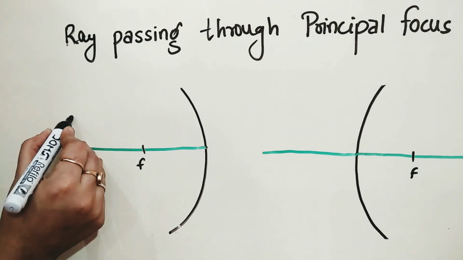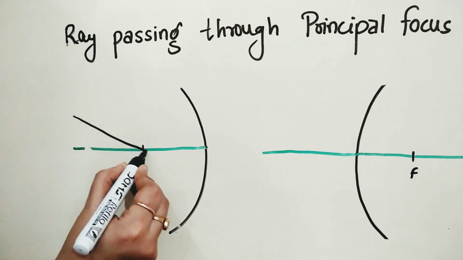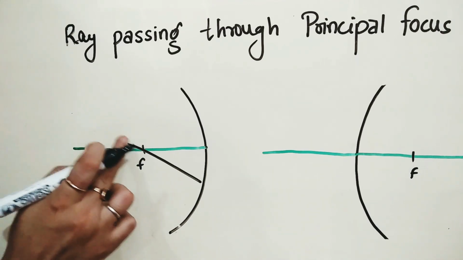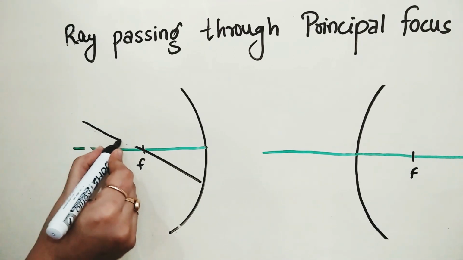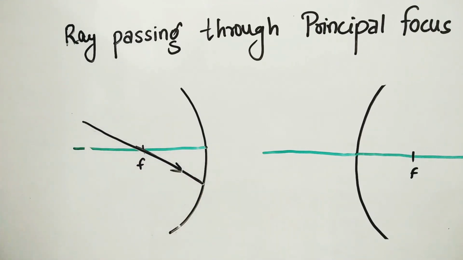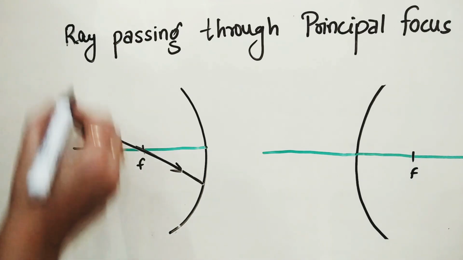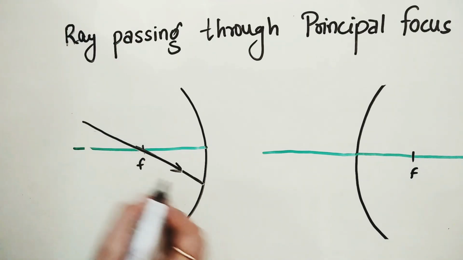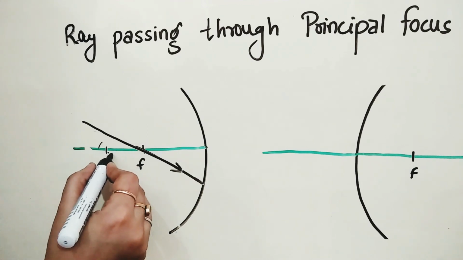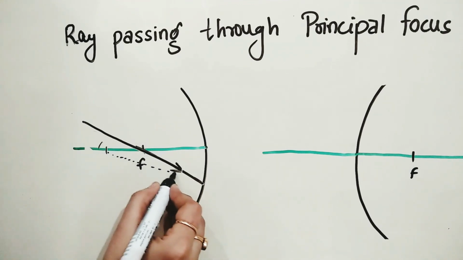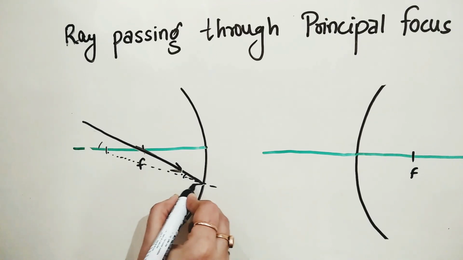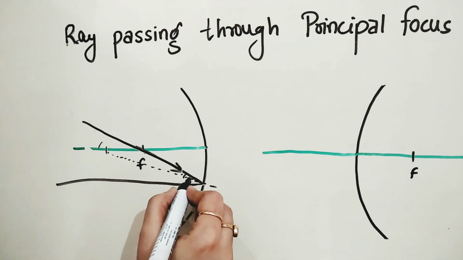Now the rule: what happens when the ray is passing through focus? So this is a ray which we are drawing here, making it all correct. Now we have to draw this arrow also. Whenever the ray is passing through focus, again the same rule applies. If we take the center of curvature here, this is angle I, and if we make angle R, then it just passes parallel.